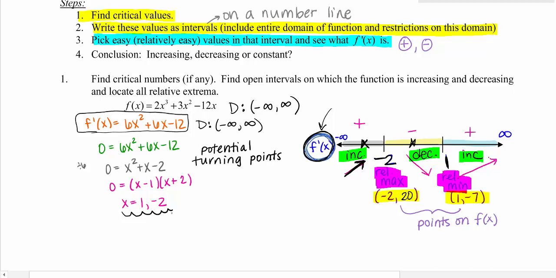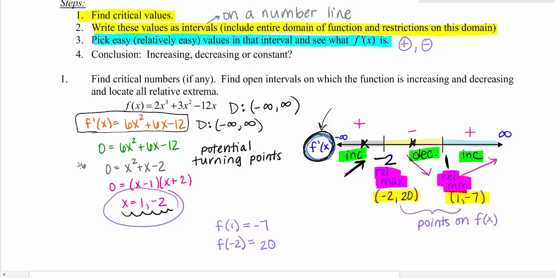So once you get these potential turning points, you are just going to evaluate what is f of 1 and what is f of -2 to determine the actual value of the points. But once you say, okay, f of 1 is -7 and f of -2 is 20, you still don't know which one is your relative max and which one is your relative min. And we talked about that in the previous video.